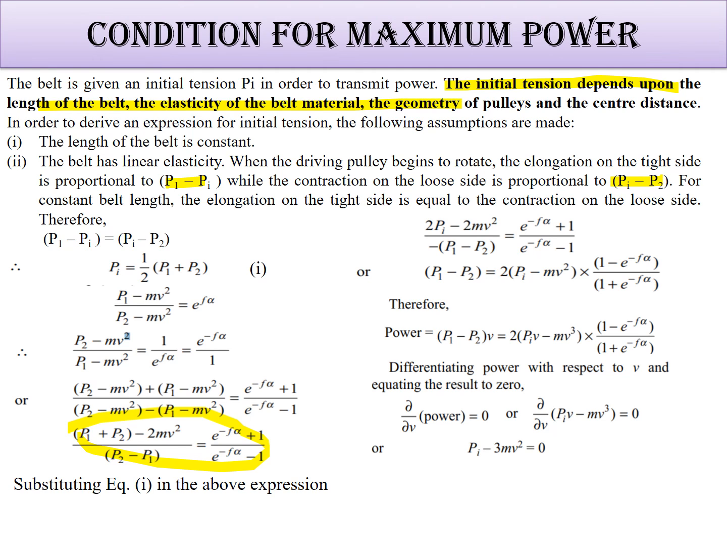So Pi is equal to 3 times mv square, or we can say the optimum velocity is v equal to square root of Pi upon 3m. This is the condition for maximum velocity. If velocity is this, maximum power transmission can be achieved. This is the optimum velocity for the belt for maximum power. This much velocity we can take for maximum power transmission. I hope you understand this part. Okay, thank you.